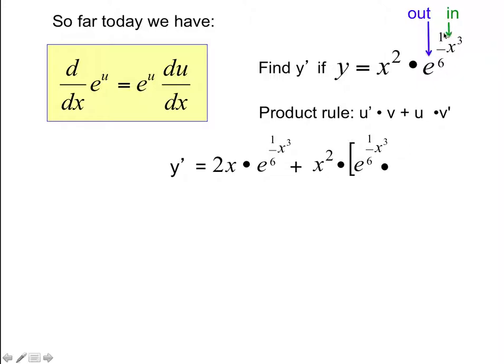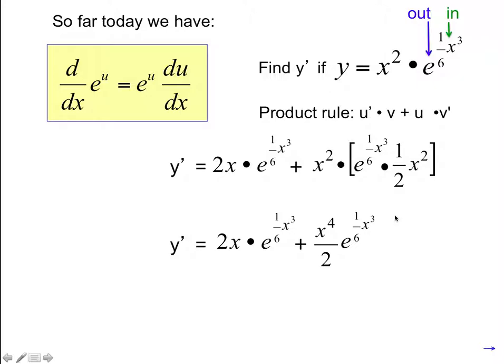So bring down the 3. 3 times 1/6 is 3/6, or 1/2, x to the 2. So there's the derivative of the power, 1/2 x to the 2. And so simplifying this, the second part particularly, looks like we have an x to the 4th here over 2, and then times e to the 1/6 x cubed.